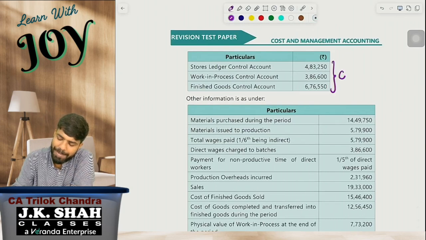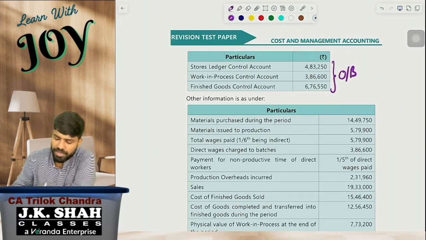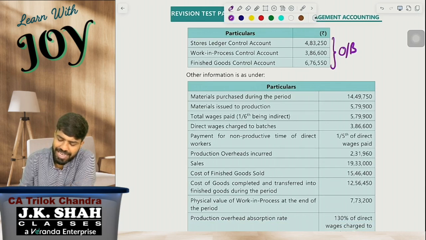This is the opening balances given. Next, other information is as under: materials purchased during the period.